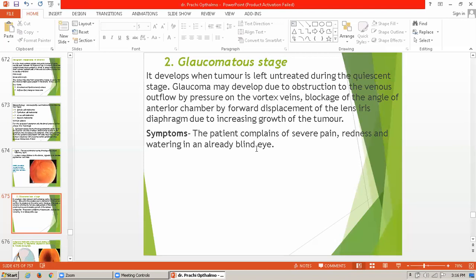Then the symptoms are: the patient complains of severe pain, redness and watering in an already blind eye.